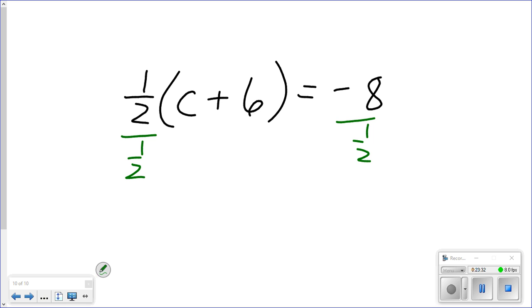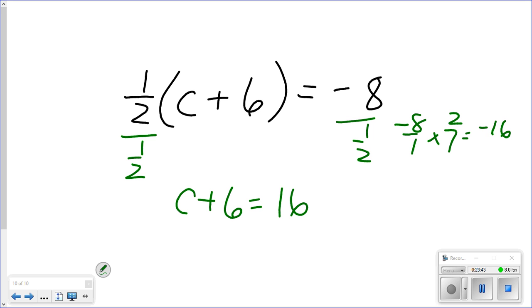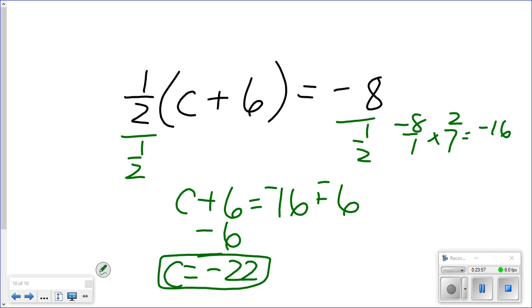So it would have been negative 8 over 1 times 2 over 1, and negative 16. And then c plus 6 equals negative 16. Minus 6, keep change. c should have been negative 22. Whoa. What is that? Negative 22. I'm guessing, if anything, this is where you had problems. Careful. You're subtracting, you have a negative, you've got to change. I'm going to give you one more of these, because I think you need it.